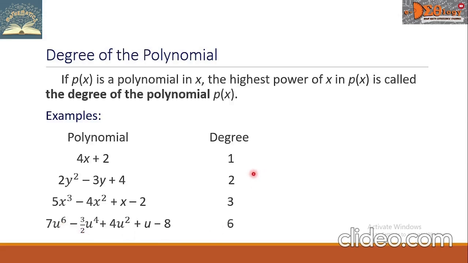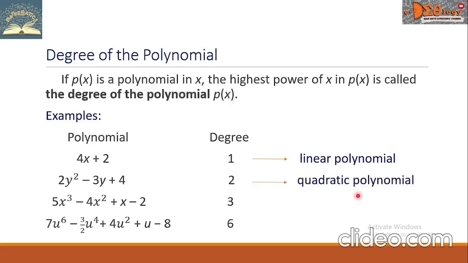For the polynomial, when degree is 1, there is a special name for this, and we call this linear polynomial. When degree is 2, we call this quadratic polynomial. When degree is 3, we call this cubic polynomial.